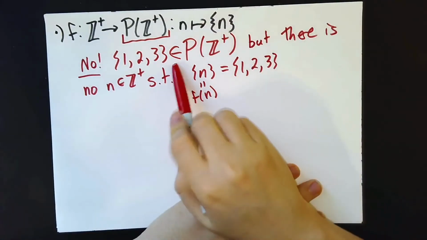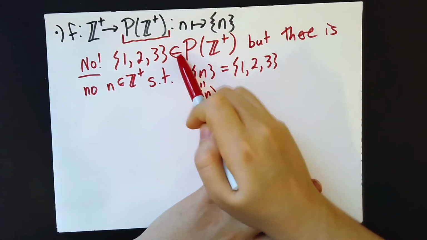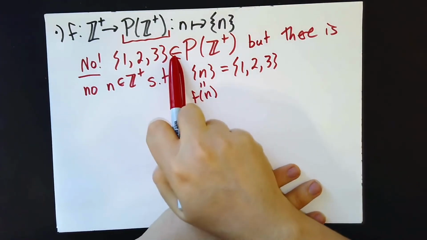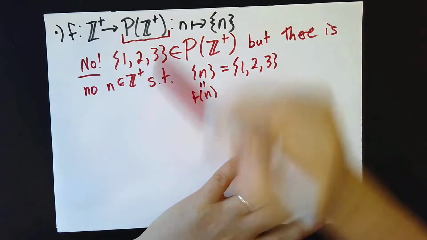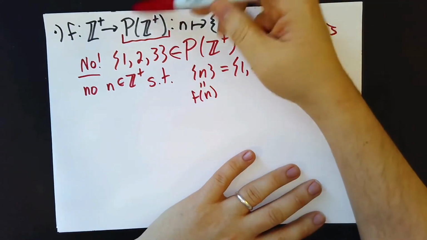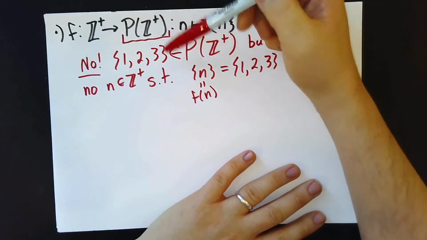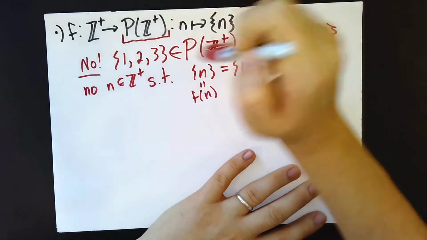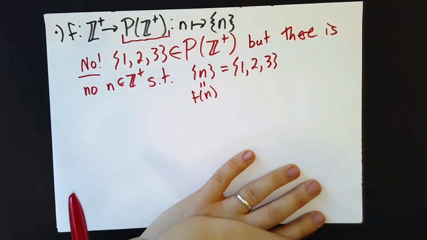One more note, check that you understand why this is an element symbol and not a subset symbol, even though this is a set. And the reason is because the power set is a set of sets, and this is one of those sets. So this is an element of, not a subset of, the power set of Z+.